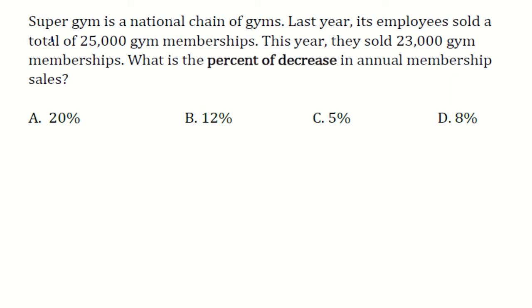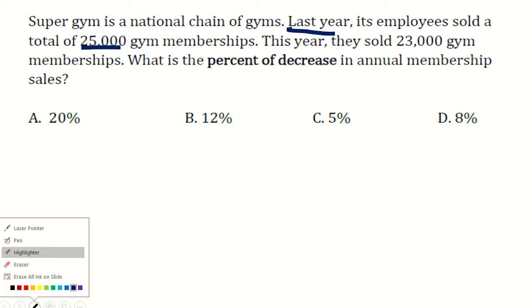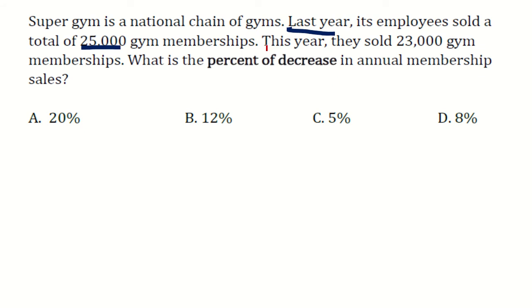it says Super Gym is a national chain of gyms. Last year its employees sold a total of 25,000 gym memberships. This year they sold 23,000 gym memberships. So what is the percentage decrease? We need to focus here on two things. One, last year, the number they sold is 25,000, and the other one is this year, 23,000. Obviously it decreases. So we are asked to find the percentage decrease.